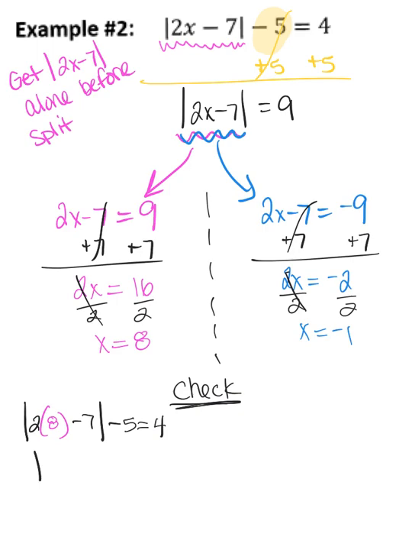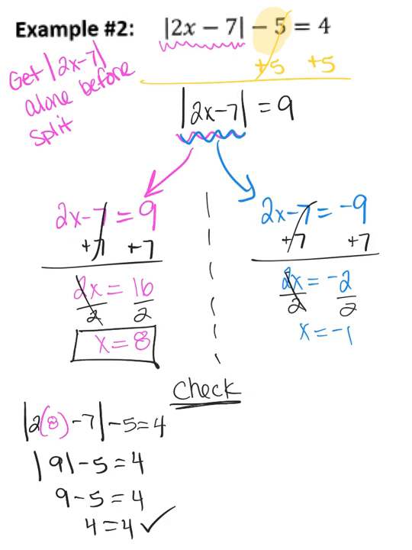Okay, so inside these bars, 2 times 8 is 16. 16 minus 7 is 9. And the bars will keep that as a positive 9. 9 minus 5 is in fact 4. So check. Confident on that first answer in pink, x equals 8.